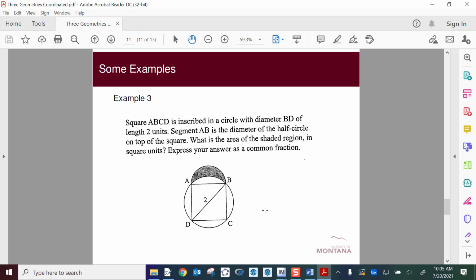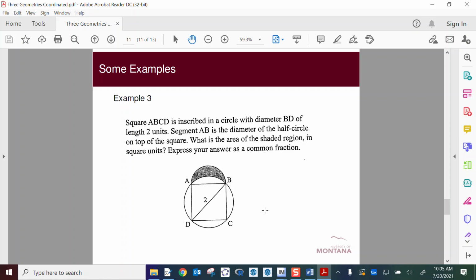It says square ABCD is inscribed in a circle with diameter BD of length 2 units. Segment AB is the diameter of the half circle on top of the square. What's the area of the shaded region in square units? Express your answer as a common fraction.